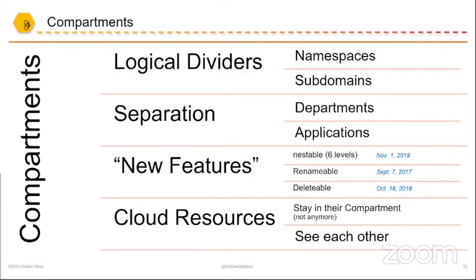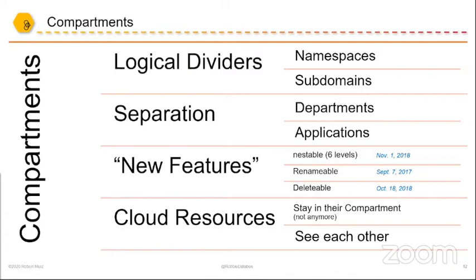Another term we have to talk about, because it is very important, is compartments. Compartments are logical dividers inside your cloud account, so you can use them to group cloud resources together. I personally think of them like namespaces or subdomains. You use them to separate your departments or your cloud applications, and the cloud resources stay in their compartment. Only a couple of months ago, Oracle introduced a new feature that allows you to move cloud resources between compartments. Before, you needed to delete and recreate them if you wanted to move a virtual machine or whatever from one compartment to another. That wasn't a big problem because those are only logical dividers. All resources can always see each other, even if they are in different compartments.